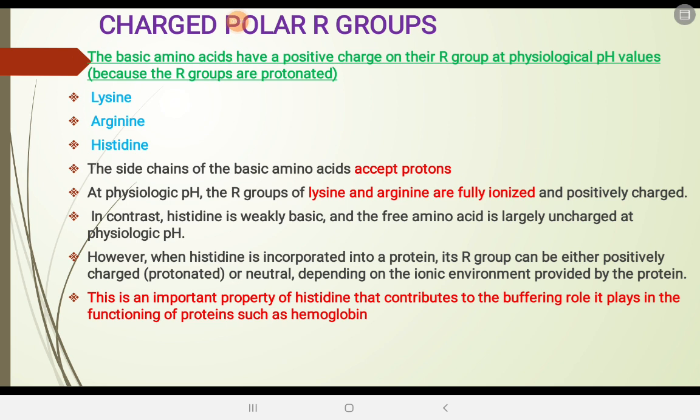Okay. The basic amino acids have a positive charge on their R group at physiologic pH values because the R groups are protonated. Examples of basic amino acids: lysine, arginine, histidine. Clear? Histidine is very important. The important property of histidine that contributes to the buffering role it plays in the functioning of proteins such as hemoglobin. Okay.